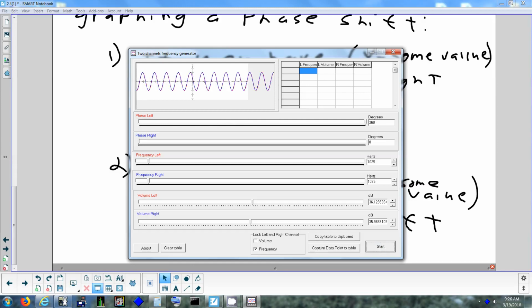So what happened as I changed the phase? Mikey? Got louder. It got louder to you? I'm just asking, it got louder? Yeah. Okay. It seems like it got louder. Okay. Anyone else think it got softer? No?